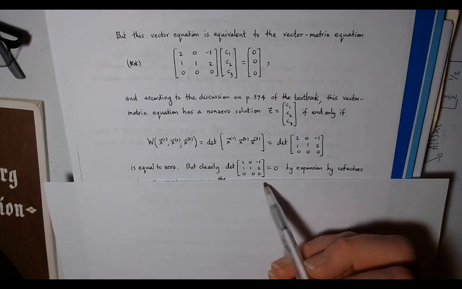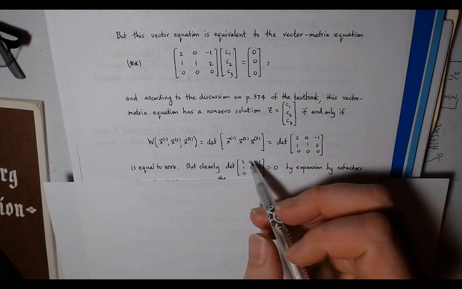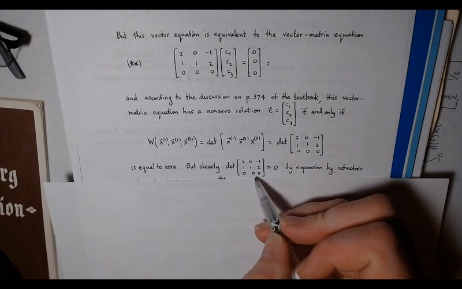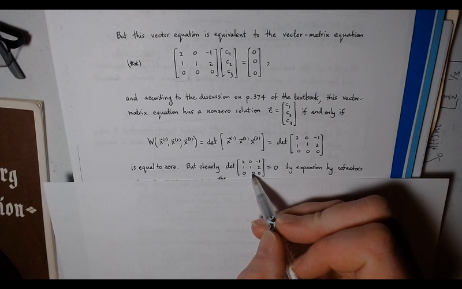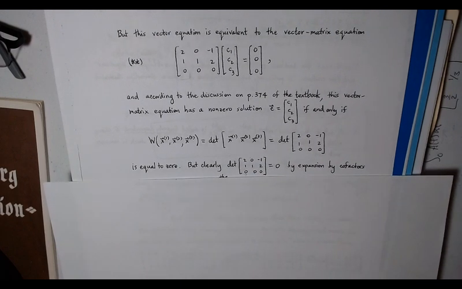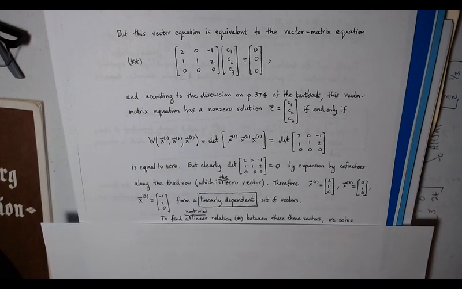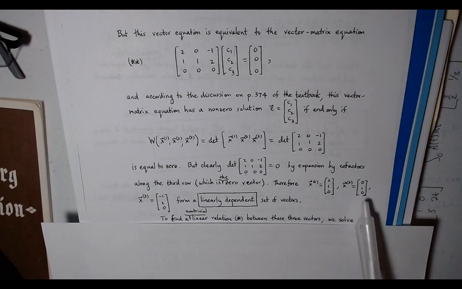This determinant has to be 0 because the last row is all zeros. So if I don't start my determinant up here, but if I start it down here, it's 0 times that determinant minus 0 times that determinant plus 0 times the last determinant. That's a lot of zeros. So we get that the determinant is 0, so those three vectors, 2, 1, 0, 0, 1, 0, and negative 1, 2, 0, form a linearly dependent set of vectors.